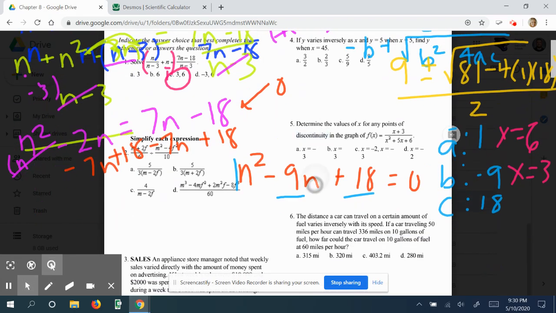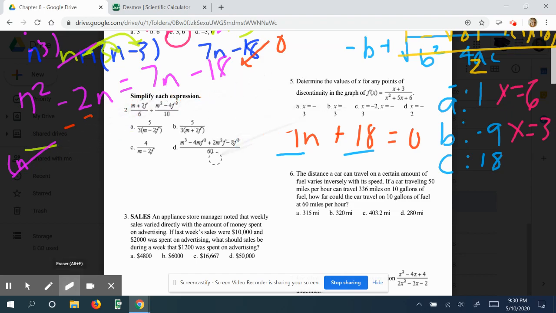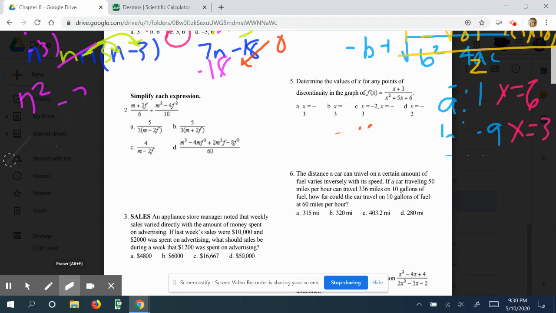Okay? Now, number 2. Okay, number 2 says to simplify the expression.